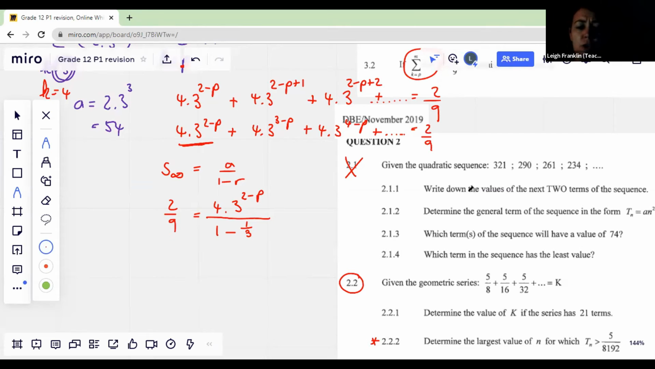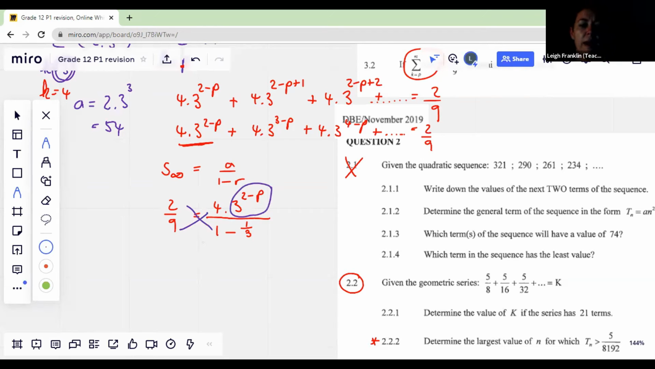So Swelile, does it make sense where I've written 2 over 9 equals 4 times 3 to the 2 minus p over 1 minus a third? Does that make sense to you? Yes, it does. Okay, beautiful. All right. So now what you want to do is a whole lot of manipulating. We want to isolate the base, 3 times 2 to the minus p. We want that on its own. So what we want to do is cross multiply. That will be our first step.